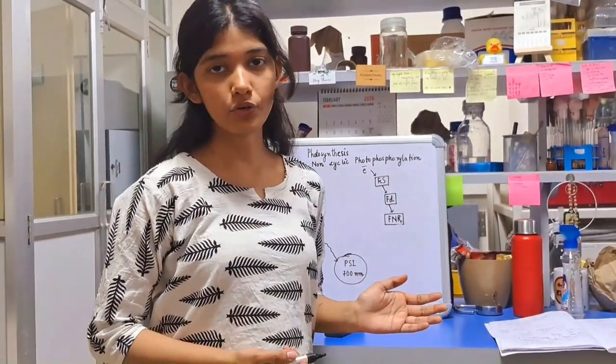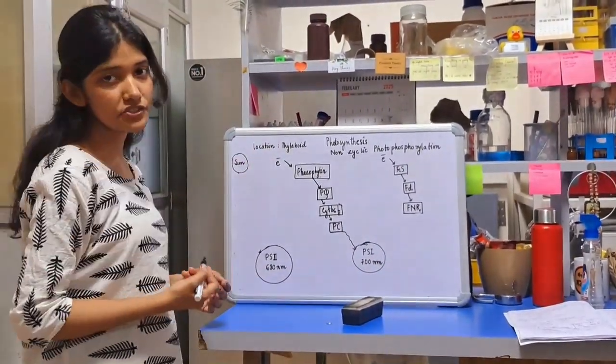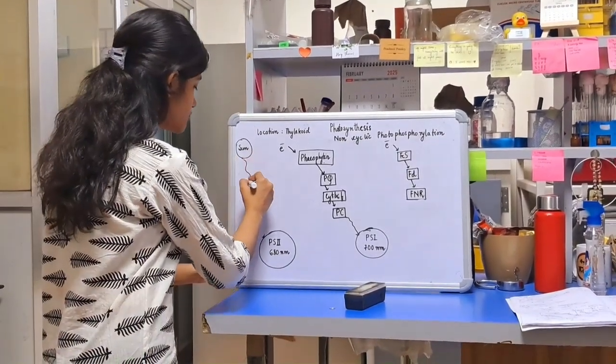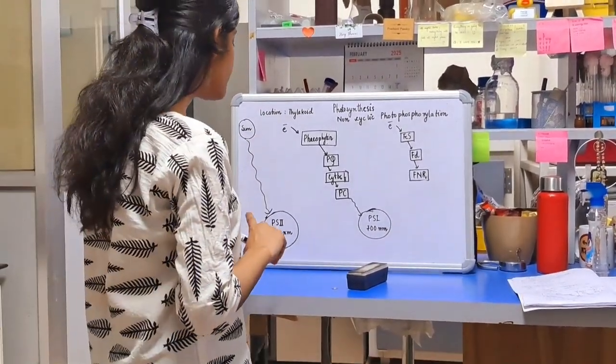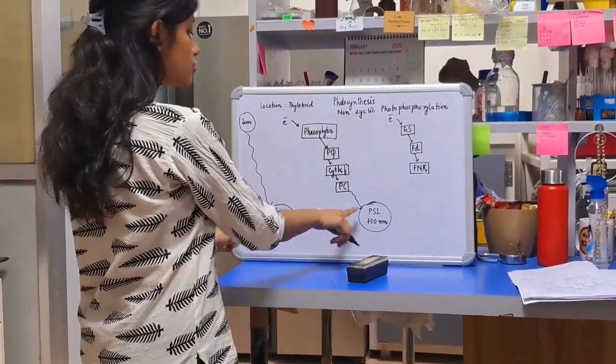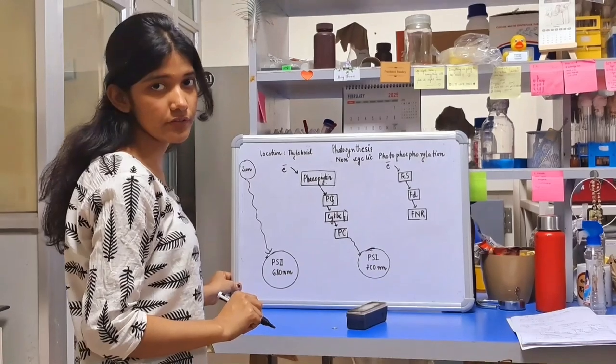So now we will discuss the non-cyclic photophosphorylation. We all know that the ultimate source of light energy is the sun. So from the sun the radiation will strike PS2. Now firstly we need to learn that two photosystems, PS2 and PS1, are involved in non-cyclic photophosphorylation.